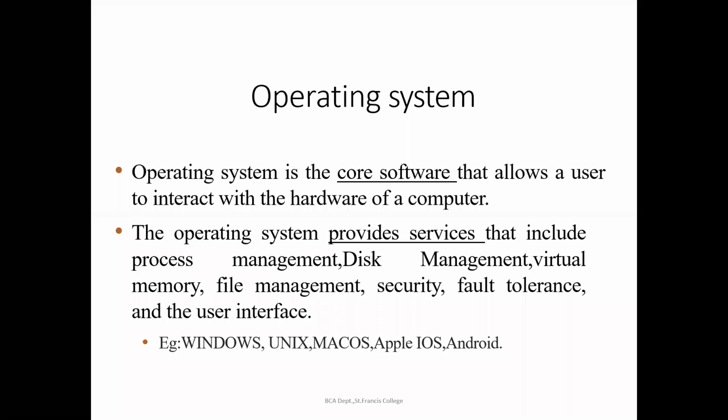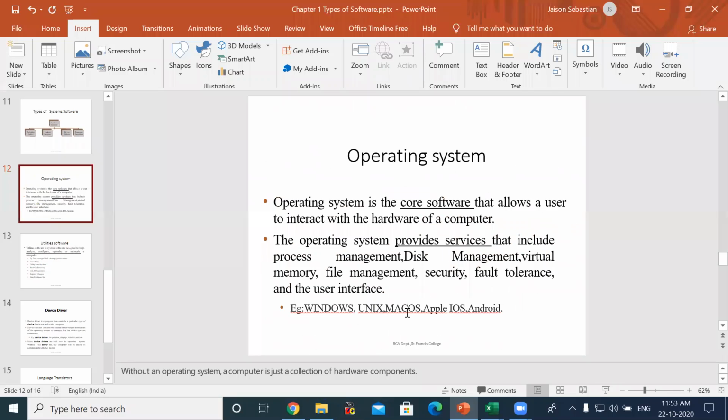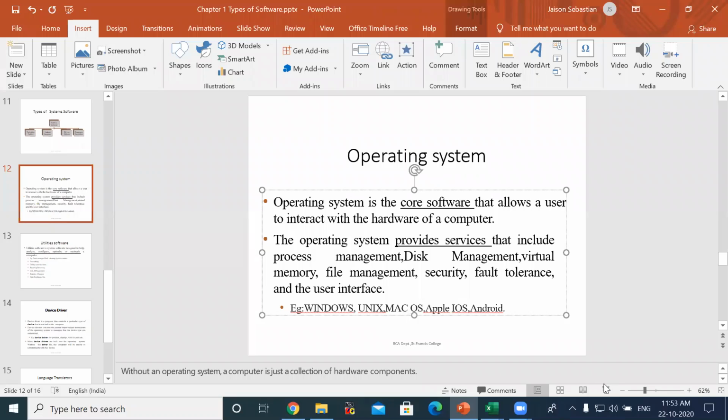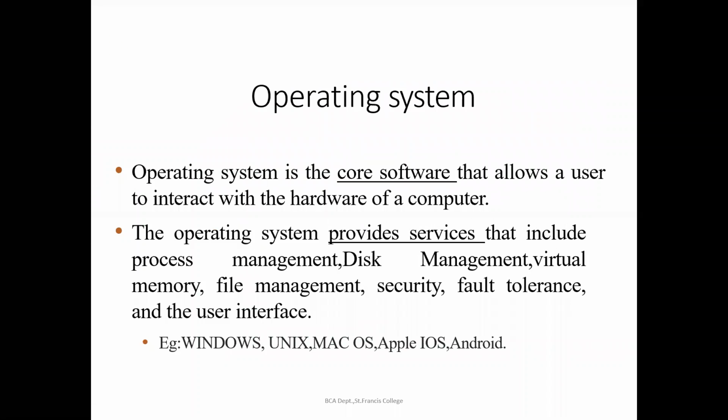So there are different OS, of which I have given a few examples: Windows, Unix, Mac OS, Apple iOS, Android. All these are different types of operating system. All operating system softwares will have one thing in common. All these management things come under operating system software. So disk management, virtual memory, even in your Android phone, you know how different apps are getting installed, where exactly the download will happen. All these have to be managed by the Android operating system.